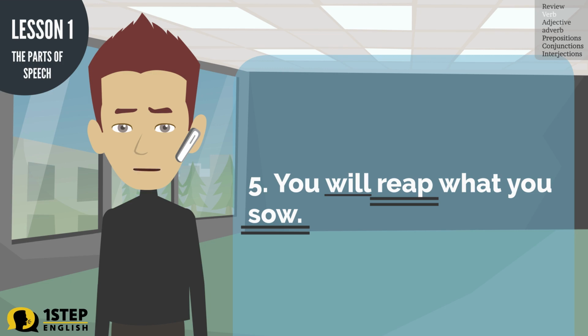Check your answer. You will reap what you sow. The word will functions as the helping verb of the sentence, while the words reap and sow function as the base verbs of the sentence.